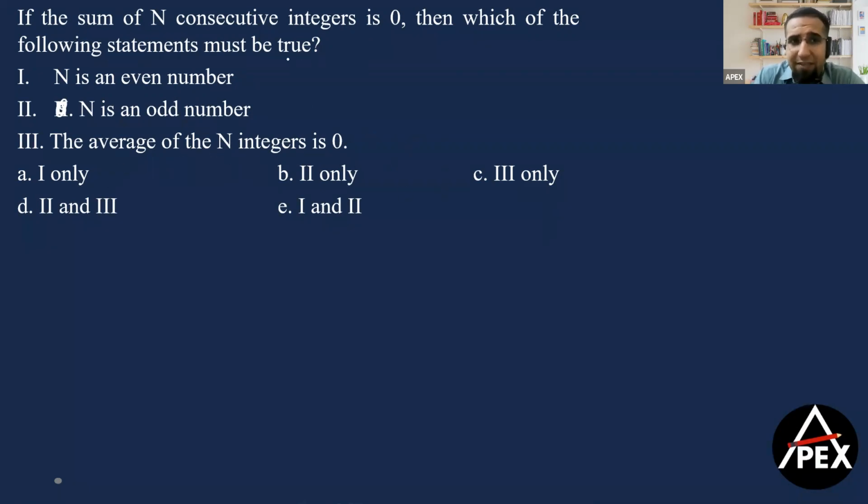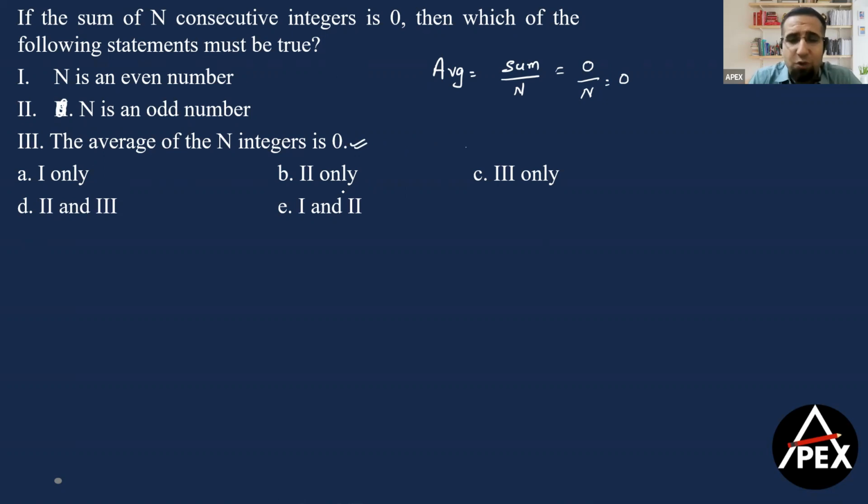Now, the third one is very easy because how do we calculate the average? The average is equal to sum total divided by number of numbers or number of observations, right? So if the sum of these integers is zero, then zero divided by n will always be zero irrespective of the value of n. So therefore, statement three is definitely correct.